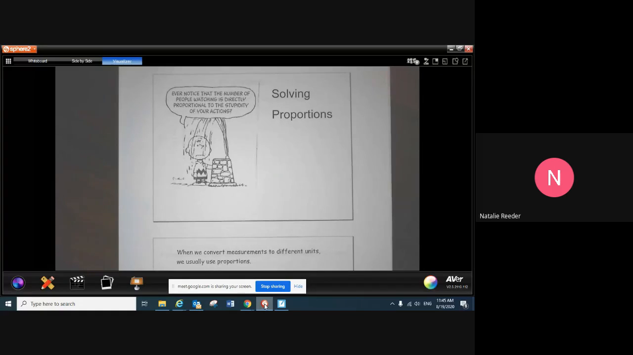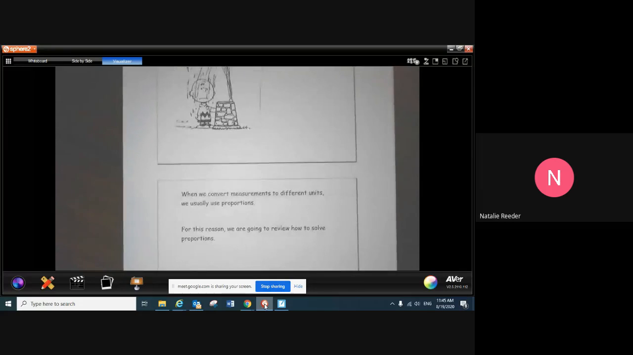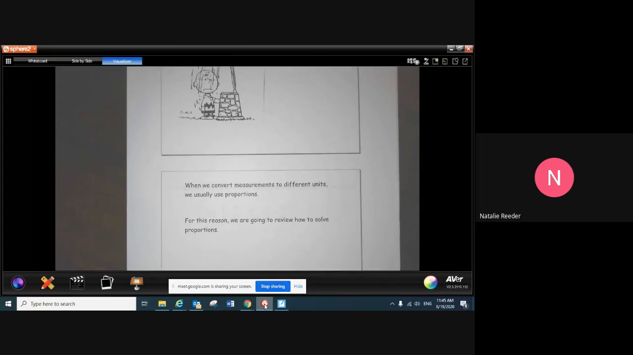Today's lesson is about solving proportions. The reason for that is because when we convert measurements to different units, we usually use proportions. For this reason, we are going to review how to solve proportions.